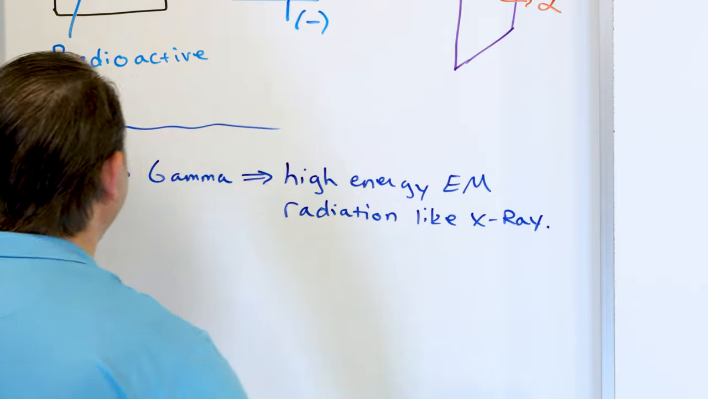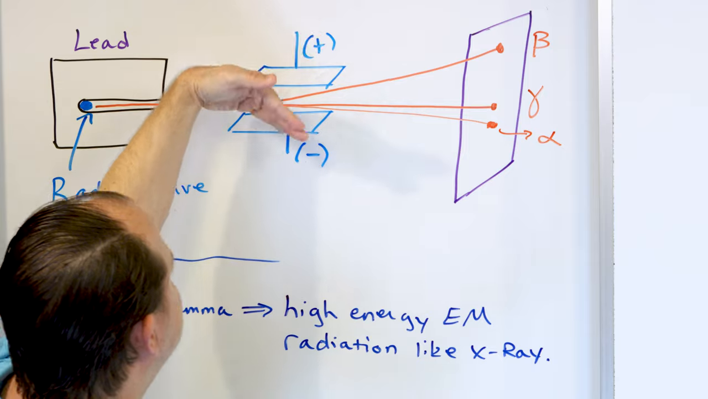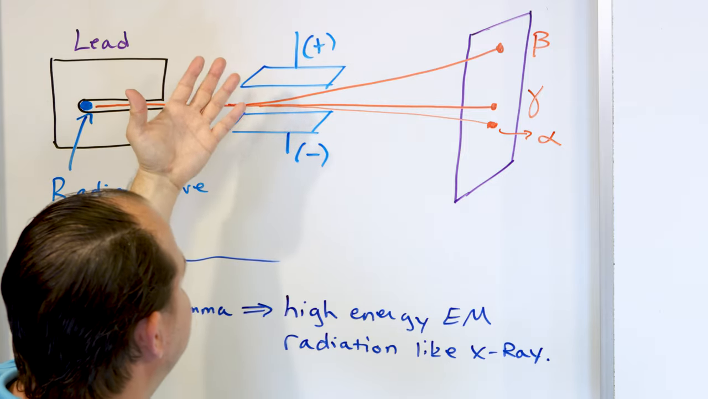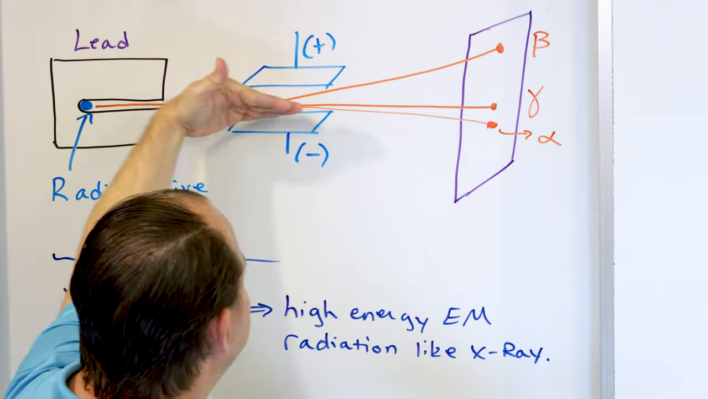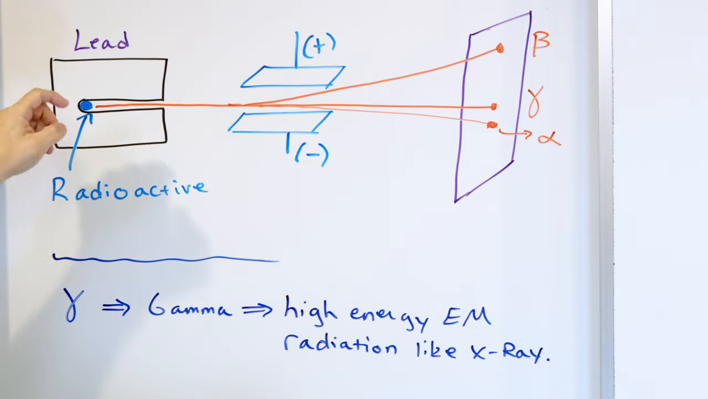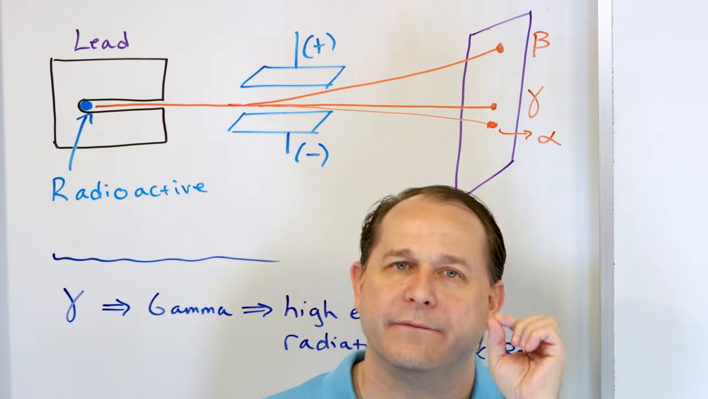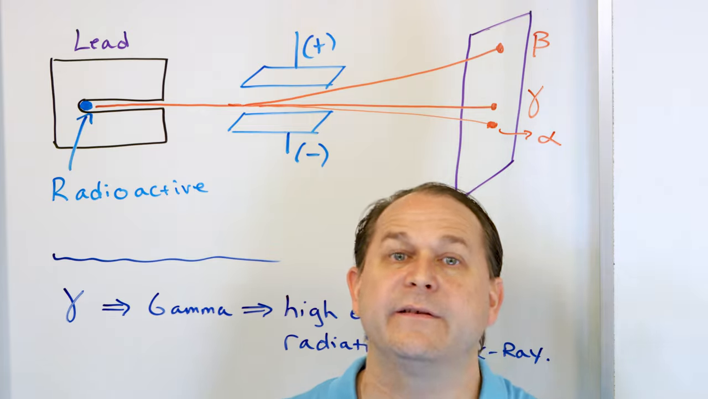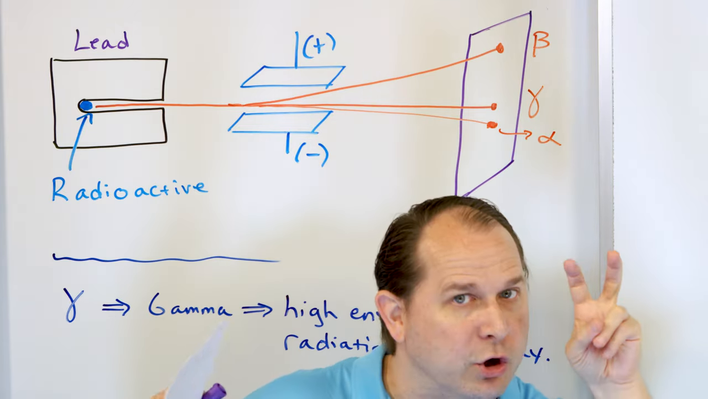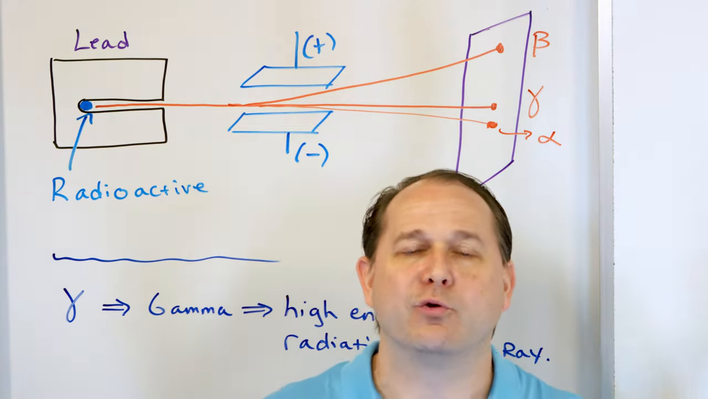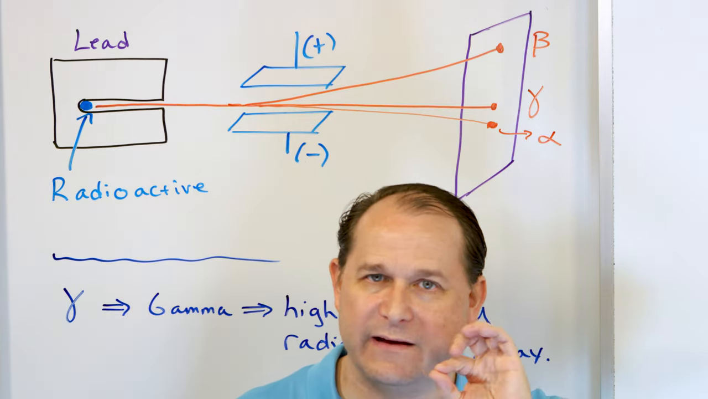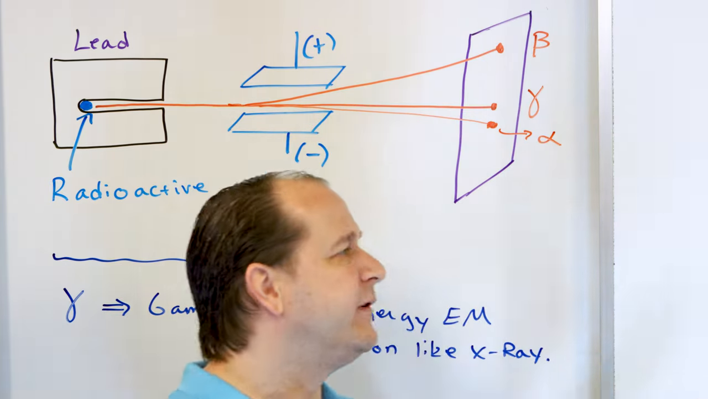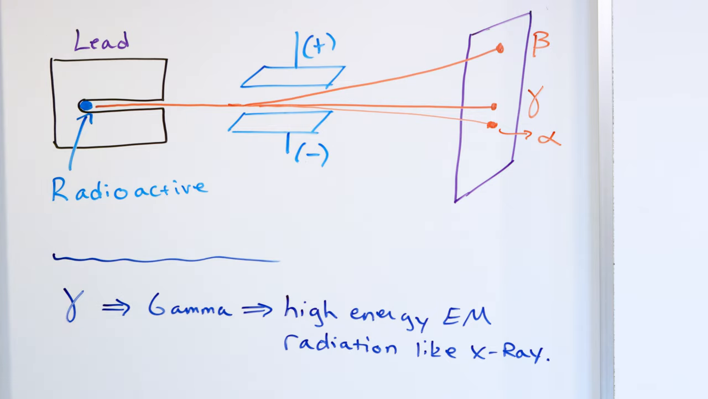Okay, so that's what the gamma is, and that's why it's not deflected by the plates, because it doesn't have any charge. It's just an electromagnetic wave that travels, and it comes out as part of the radioactive decay of uranium and other substances, which can yield gamma particles or gamma waves, or gamma rays, however you want to refer to them, but it's electromagnetic radiation, and so it doesn't have a charge to it.